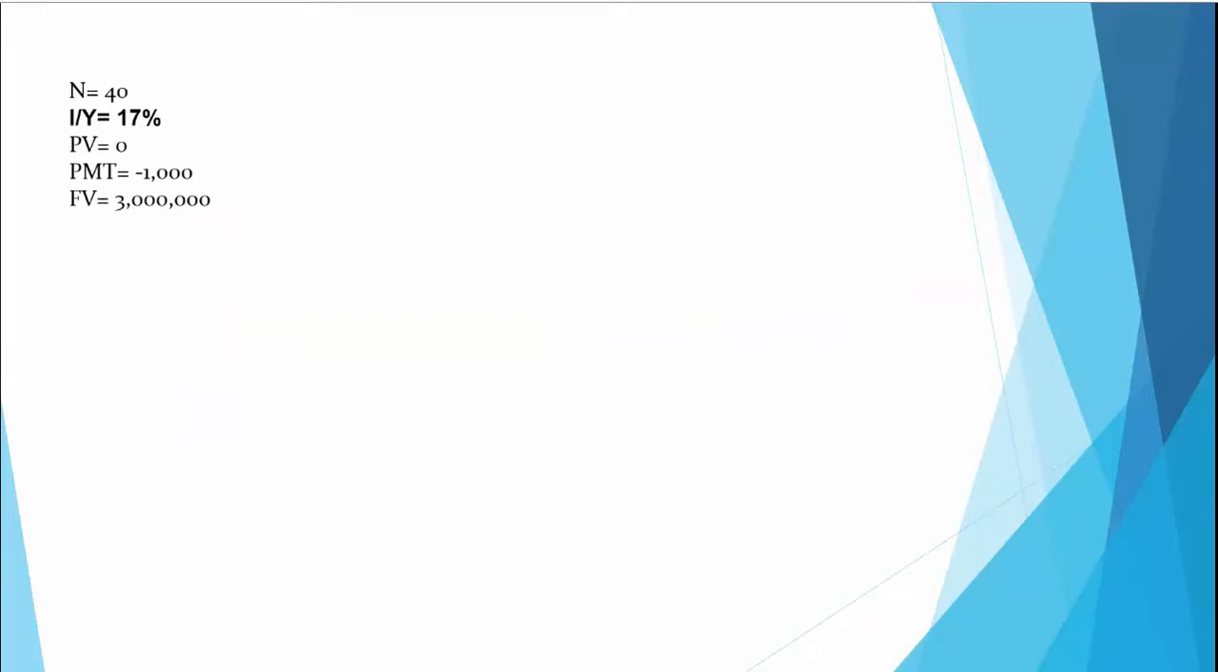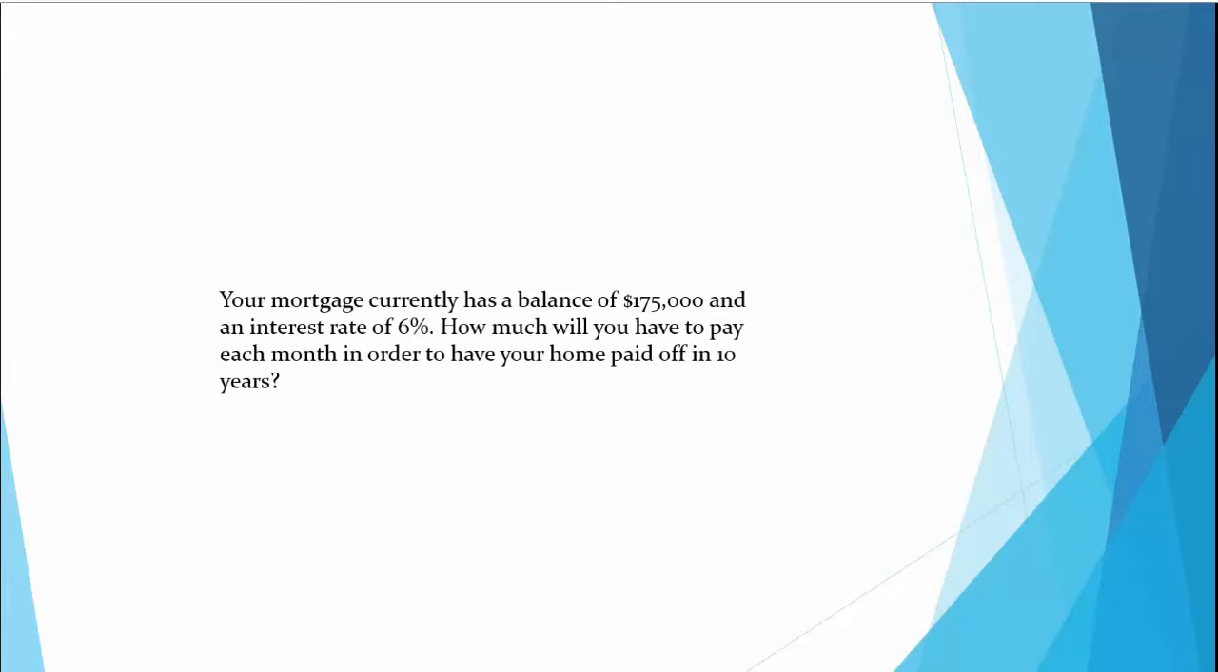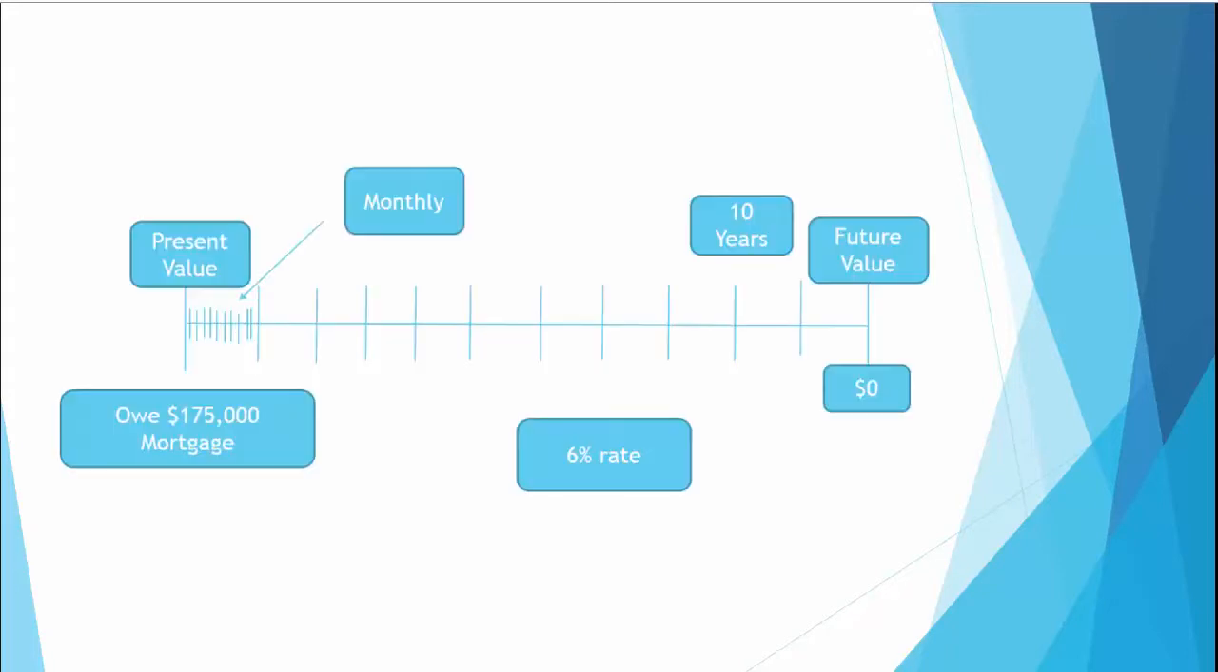Okay, now one last problem. Your mortgage currently has a balance of $175,000 and an interest rate of 6%. How much will you have to pay each month in order to have your home paid off in 10 years? First step, draw a timeline like the one shown on this slide. Next, identify the key data. Your mortgage has a current balance, so we know that this is a present value. The interest rate is 6%. You want your house paid off in 10 years, so 10 is the N number of periods. And your future value will be 0 because you want the mortgage paid off to 0.